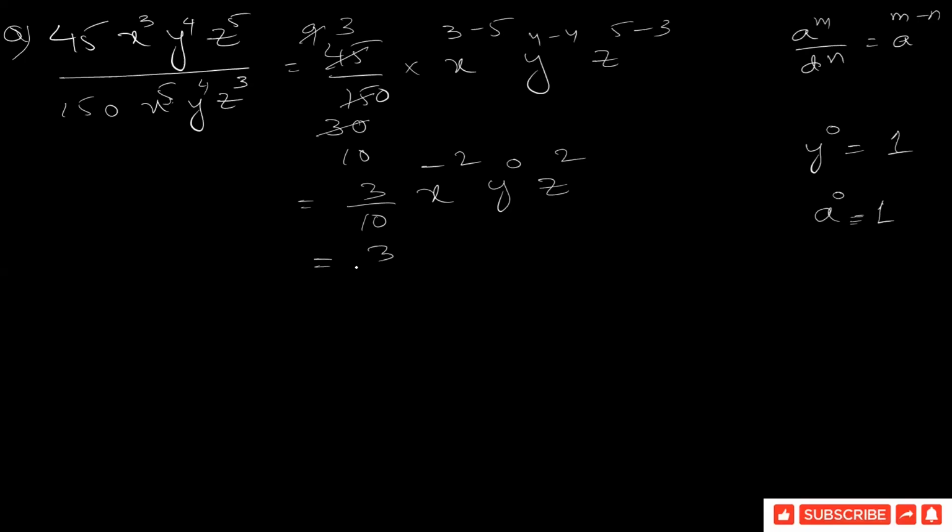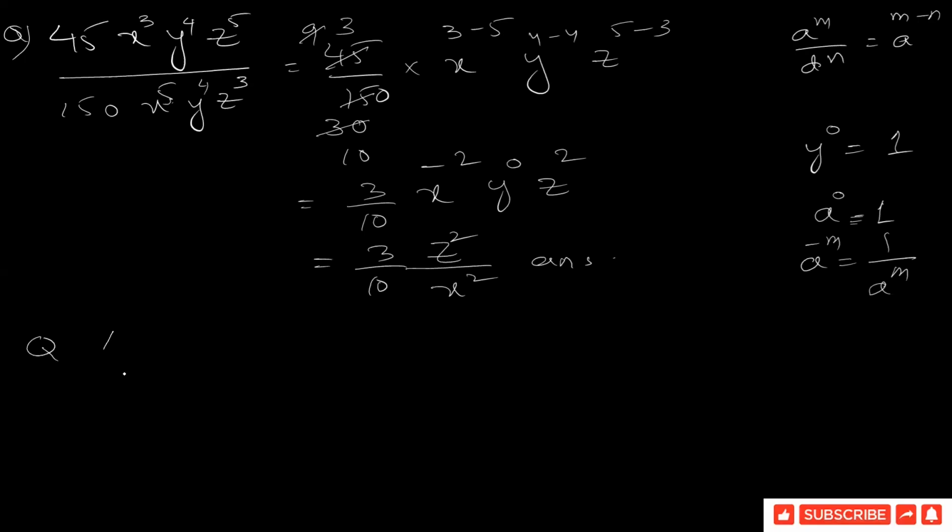It will be 3 upon 10 times z square, and this minus 2 will go to the denominator and it will become plus. So x square. This will be the answer, since we already know that a power negative m equals 1 over a power m. This is another law of indices. So this is your answer.